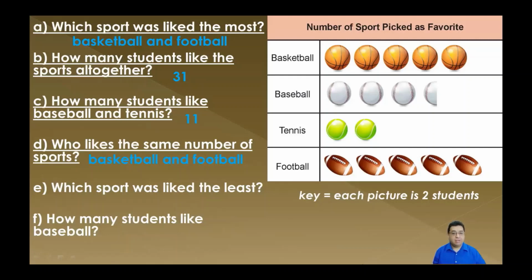Letter E, which sport was liked the least? So which one has the fewest amount? That's what least means. That's right, tennis. And letter F says, how many students like baseball? So again, looking at baseball, you see there's half a baseball there. So you got to remember that that doesn't represent 2 students, it represents 1. So how many altogether like baseball? That's right, the answer is 7.